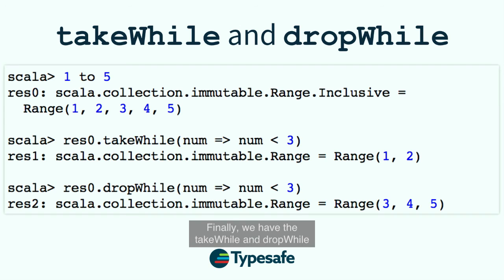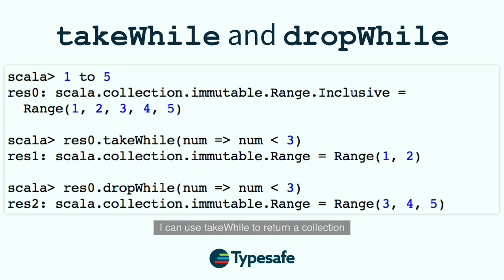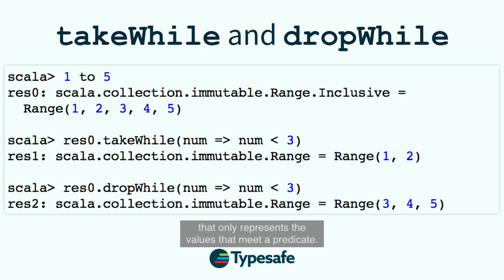Finally, we have the take while and drop while higher order functions. And in this case, I have my values from 1 to 5. I can use take while to return a collection that only represents the values that meet a predicate. In this case, are the numbers less than 3, and I end up with a range of values of only 1 and 2.